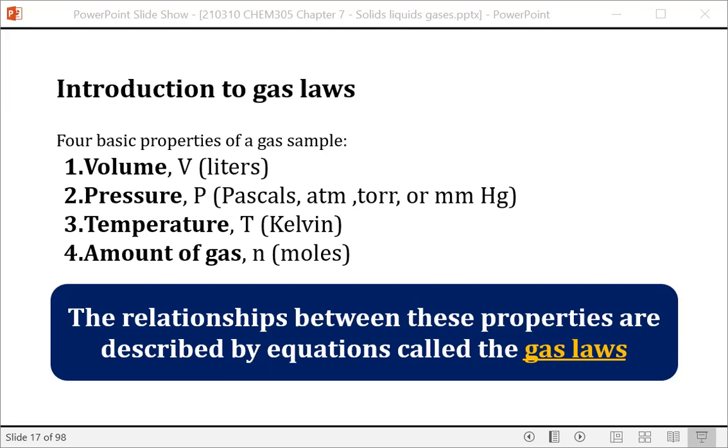Before we get into the calculations and talk about the individual gas laws, we have to talk a little bit about these four properties. In particular, we're going to talk about pressure and what pressure is, and then we're going to briefly talk about temperature.